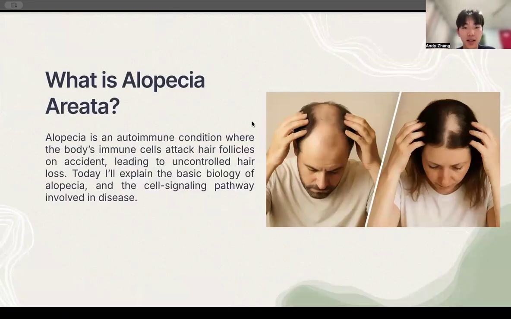So, what exactly is alopecia areata? Alopecia is an autoimmune condition where the body's immune cells attack hair follicles on accident, leading to uncontrolled hair loss. Today, I'll explain the basic biology of alopecia and the cell signaling pathway involved in the disease. And here on the right, you can see an image of two people demonstrating what alopecia looks like. And as you can see, there is significant hair loss in both of them.